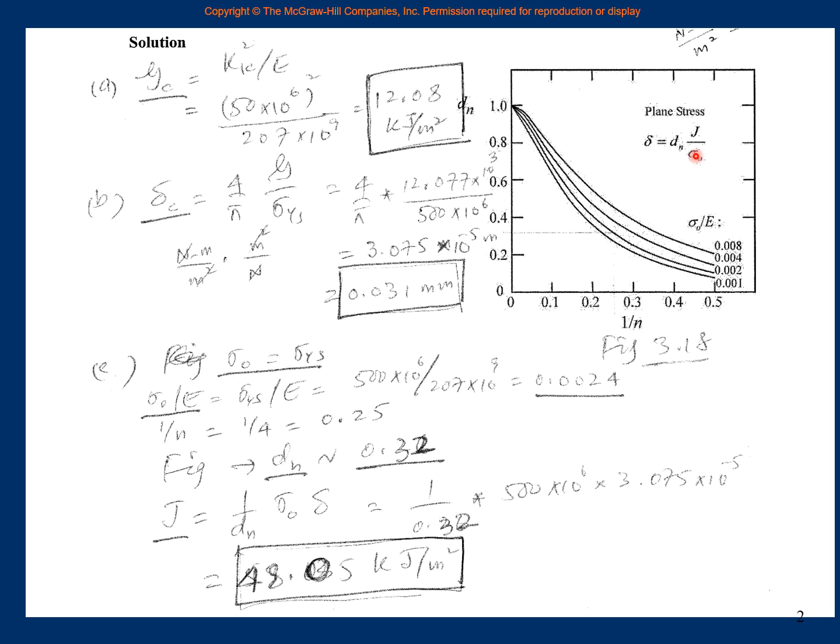Then the equation is already given. J is equal to delta sigma naught upon dn, where sigma naught is sigma ys. So J is equal to 1 upon dn times sigma naught times delta. Dn we found out to be 0.32. Sigma naught is yield strength, 500. Delta you found out there, right? So you write all the values. You will find that this is 48.05 kilojoule per square meter. If you are using megajoule per square meter, this will be 0.048, right? That will be the answer.